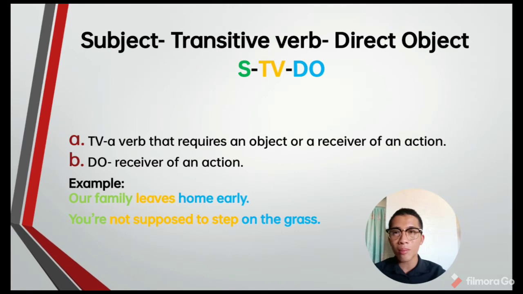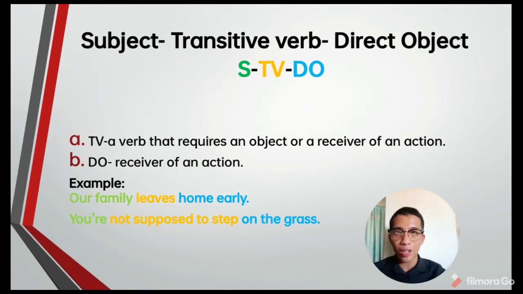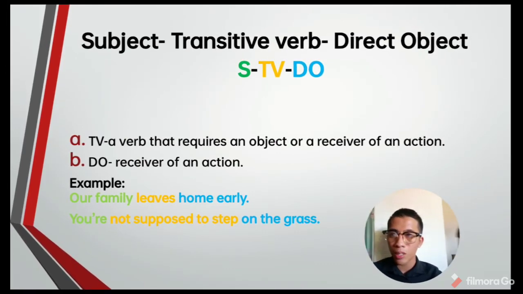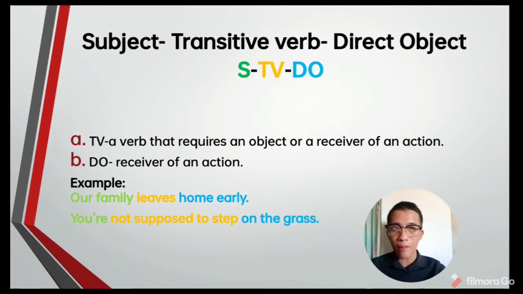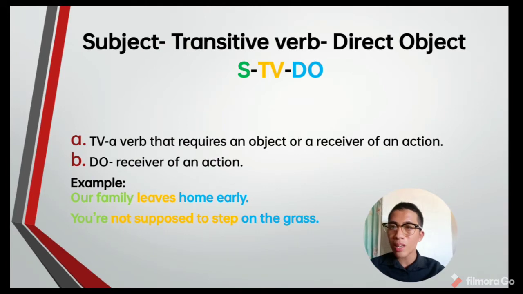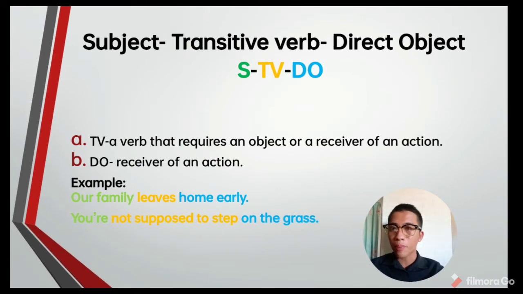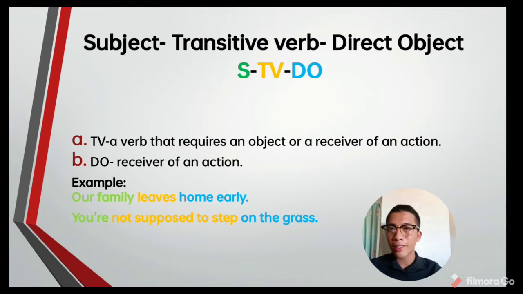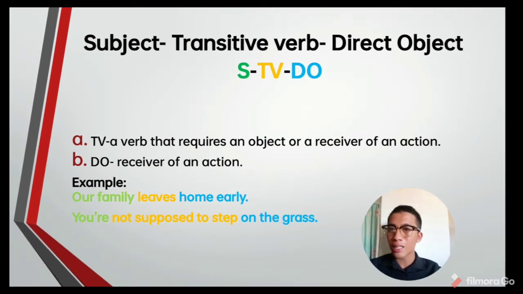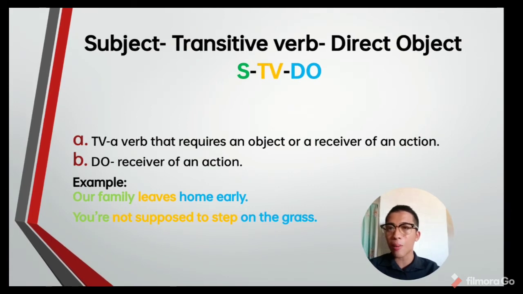Next is the subject, transitive verb, and direct object, or the STVDO. Transitive verb is a verb that requires an object or a receiver of an action. Direct object is a receiver of an action. Our family leaves home early. Our family here is the subject, leaves is the transitive verb, and home early is the direct object.